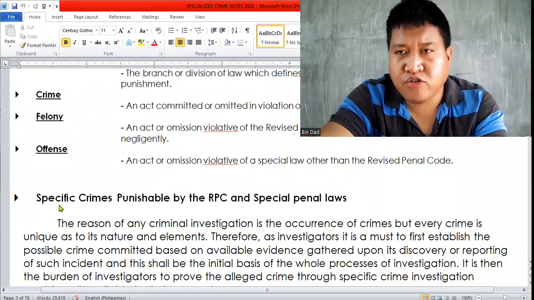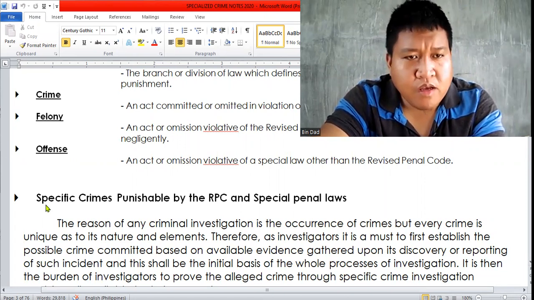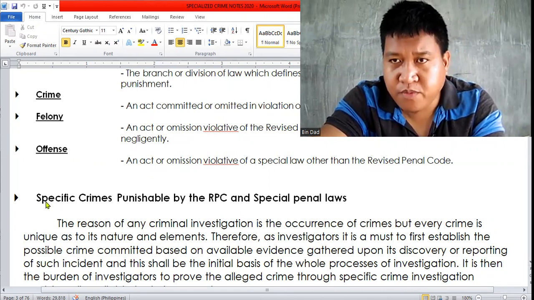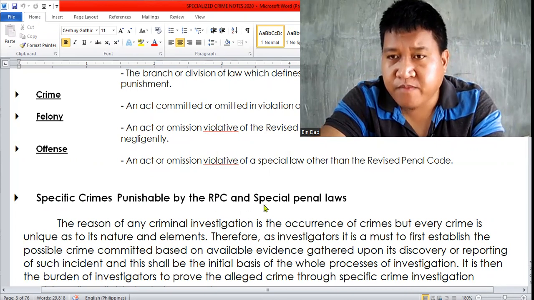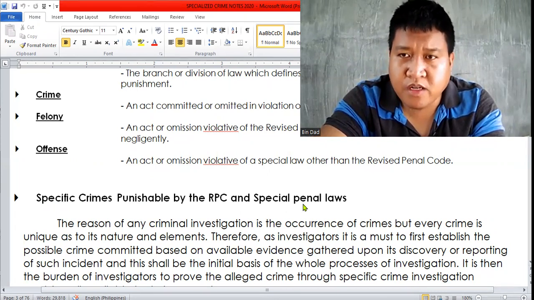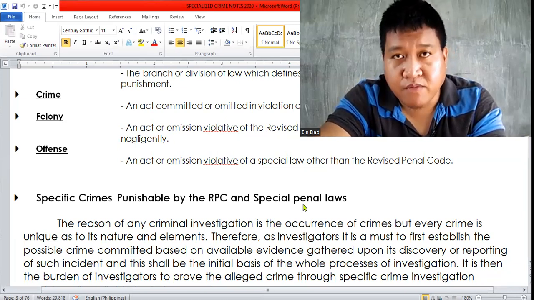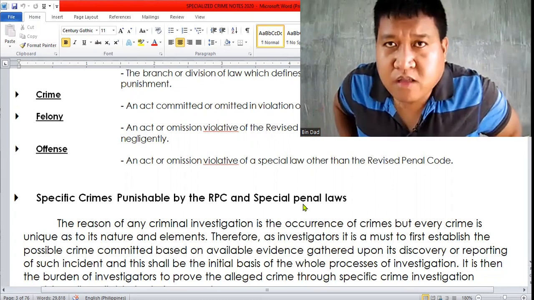So that is the importance of familiarizing these specific crimes defined under the Revised Penal Code and special penal laws. So as you see in this presentation, I will make it brief and concise because you have your notes to further read the details, no? I hope you have understood the importance of familiarizing the specific crimes punishable by the RPC and the special penal laws, because before you conduct investigation, you have to initially determine if there is a crime involved. And again, there are many kinds of crimes depending on its nature, depending on the law that defines it.